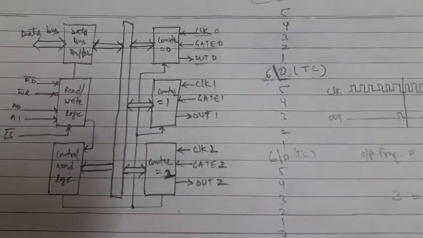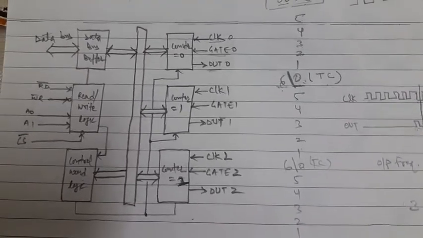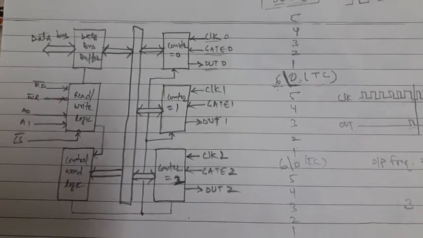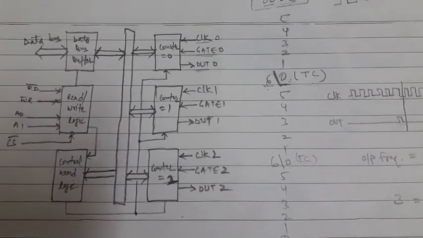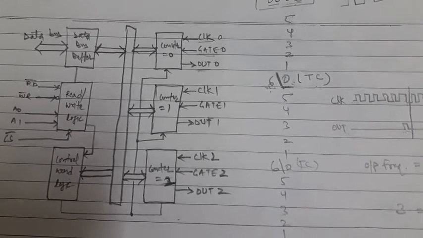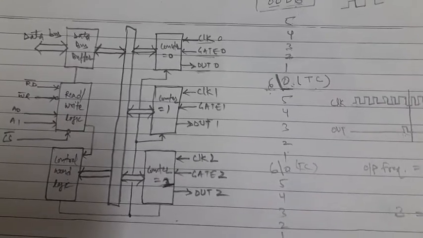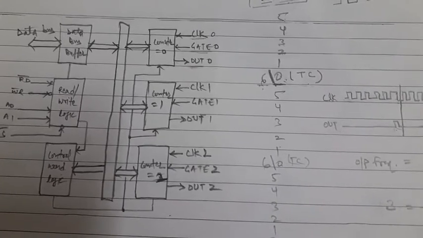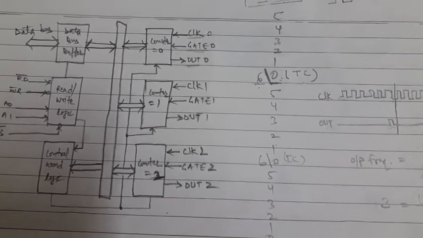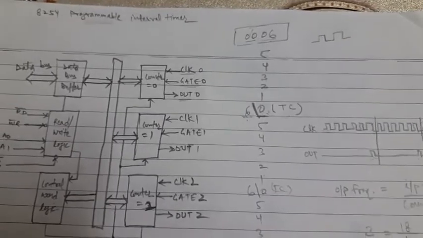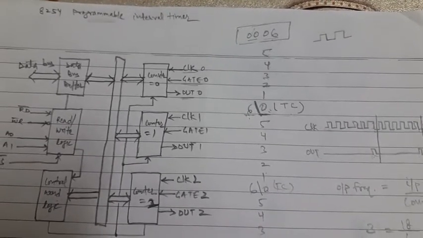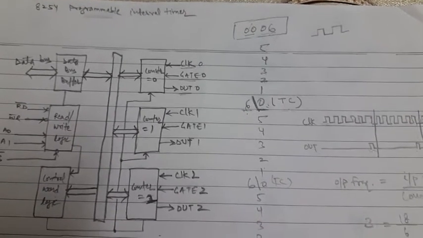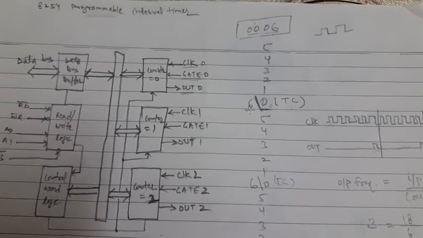During initialization, the MPU will send the command to the control word, and during operation the MPU can send the count value to the counter. The command programs the chip, or decides how the chip will behave. Because it is a programmable interval timer, this word programmable is very important. A programmer can program it and decide how this chip will behave.